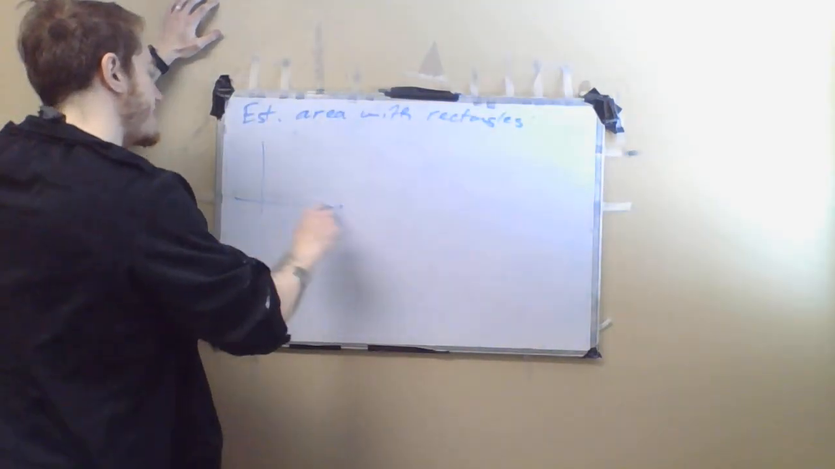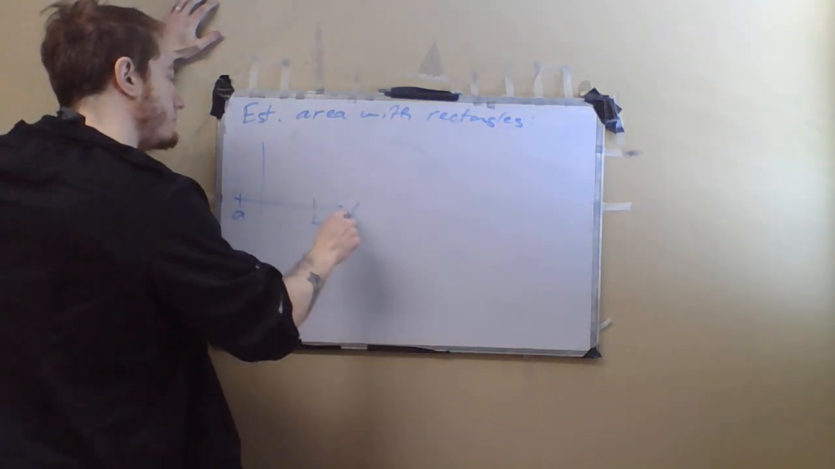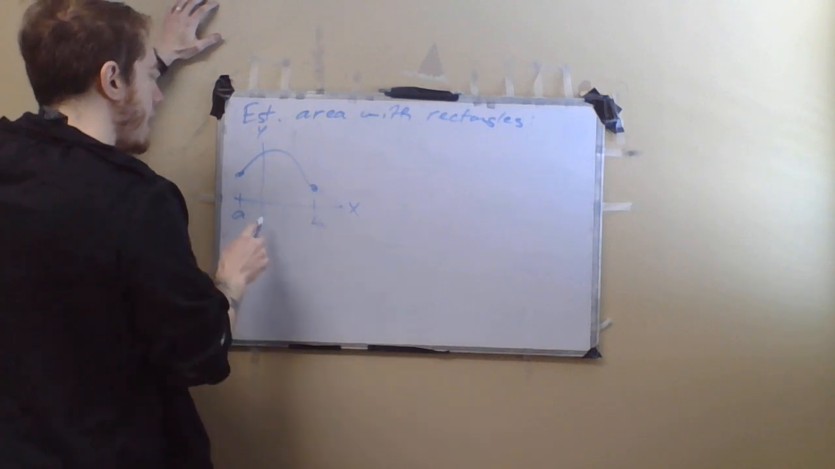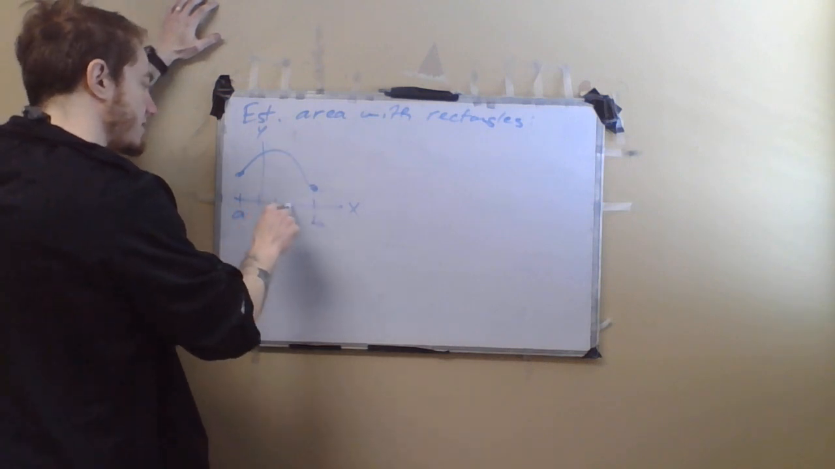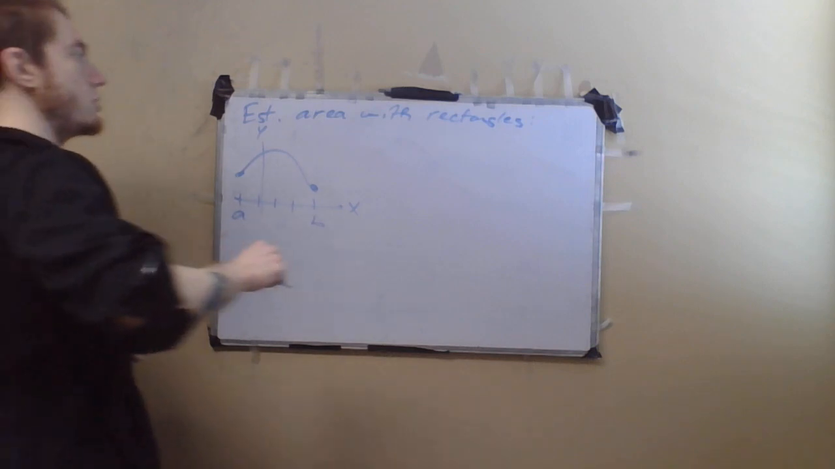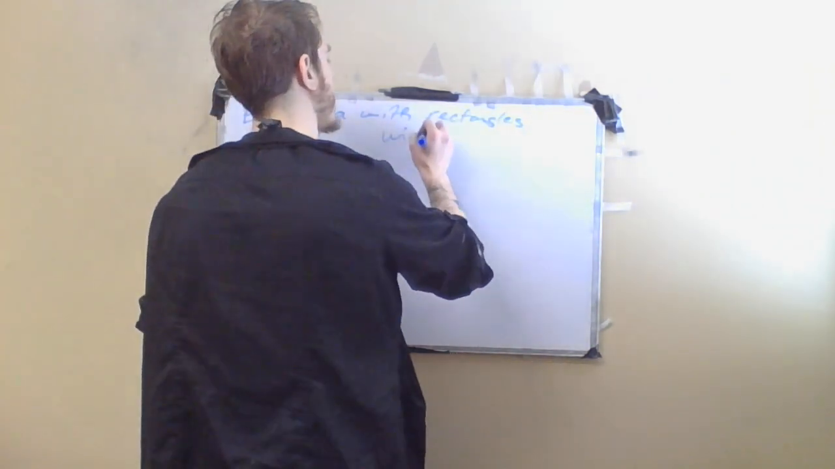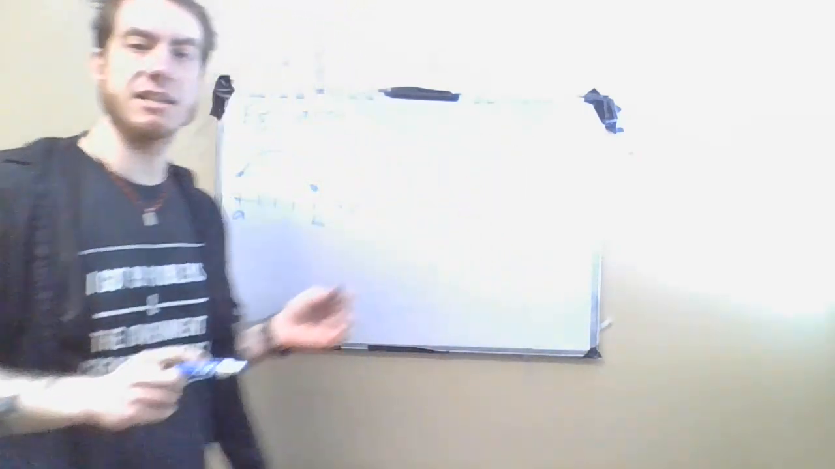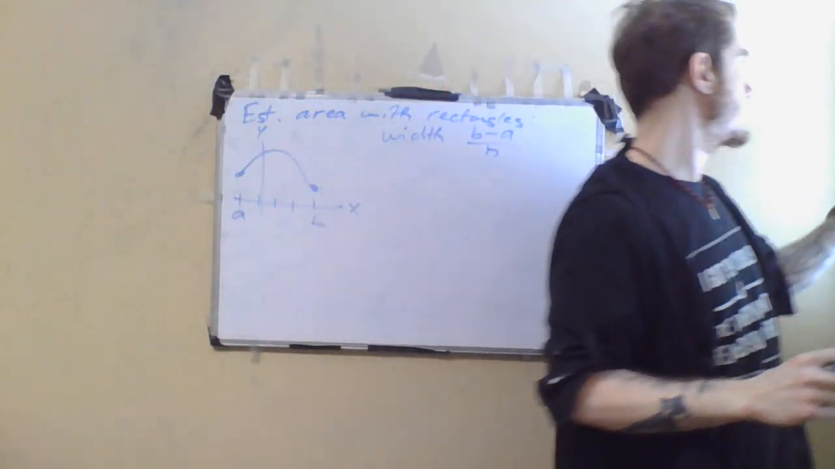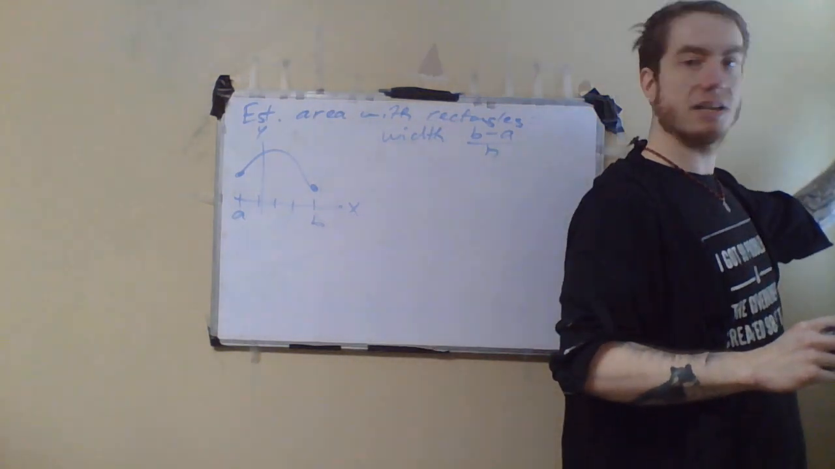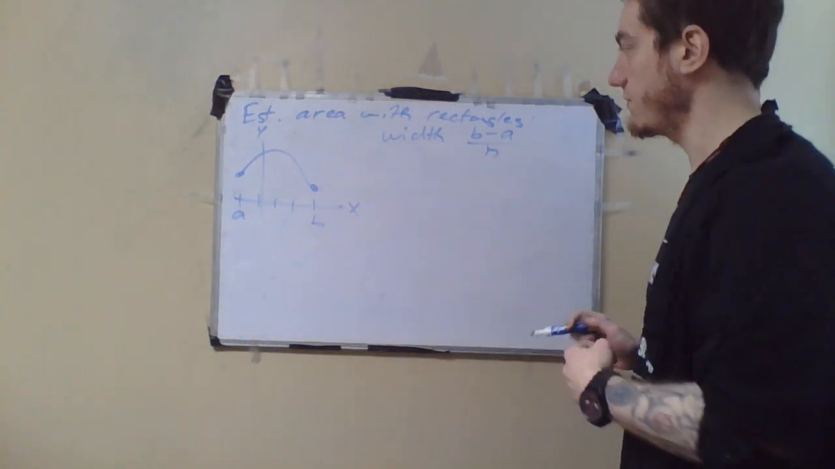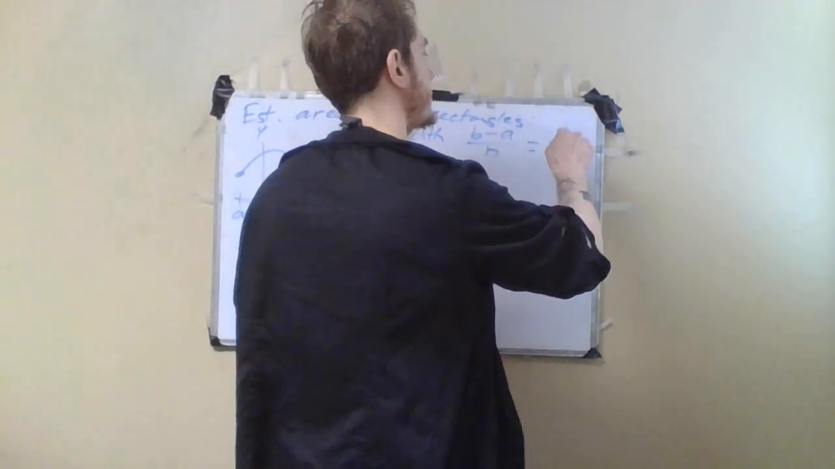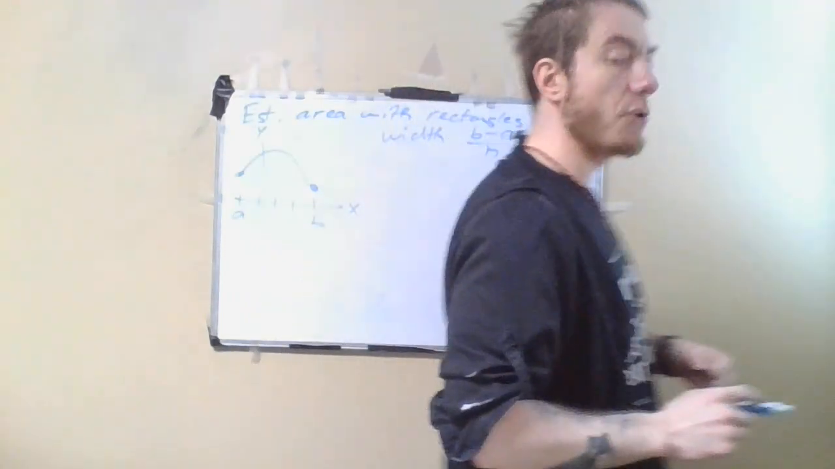So the idea is that if I have some a and some b here, and I've got some function, I can break up this region into rectangles of width (b minus a) over n, where n is the number of rectangles that I choose. So the width of them is going to be (b minus a) over n, and we sometimes abbreviate this as delta x.